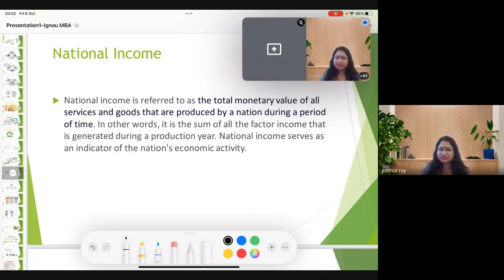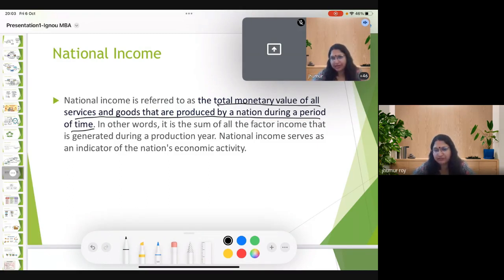National income is generally the total monetary value of all services and goods that are produced by a nation during a period of time. So in a period of 1 year, all the goods and services which are produced within the economy will be taken as the national income. So it is the sum of all the factor income. What do you mean by factor income? All the factors of production, whatever money they are getting.